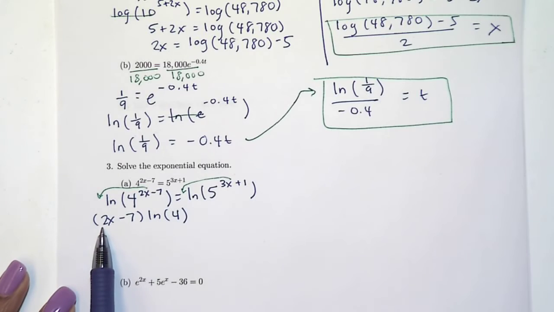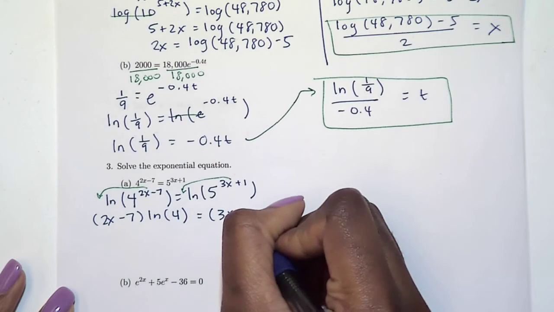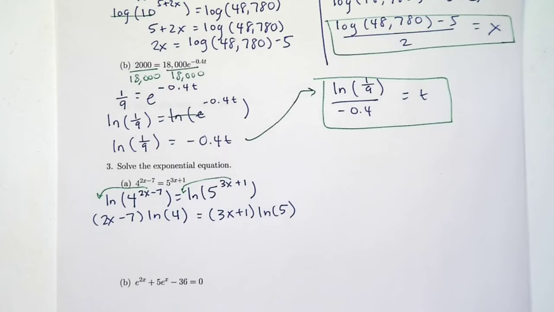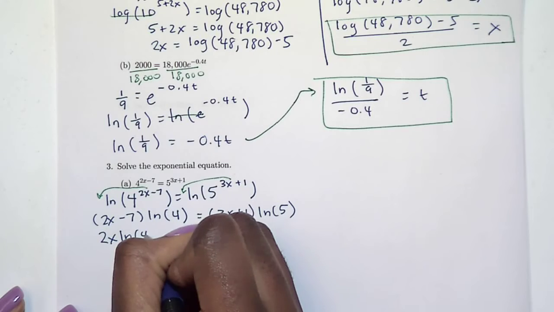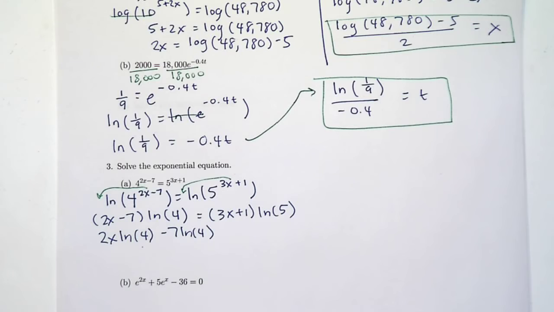So over here we have 2x minus 7 times the natural log of 4. And over here we have 3x plus 1 times the natural log of 5. All right, so we have to solve for x. So here's a technique I was mentioning to you in class that we need to get comfortable with. First, I am going to distribute this natural log of 4 to both of these pieces, and I'm going to do it on the same side. I'm going to do the same thing on the other side, distribute this natural log of 5 to both pieces over here.